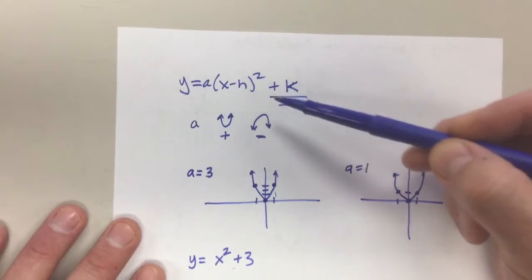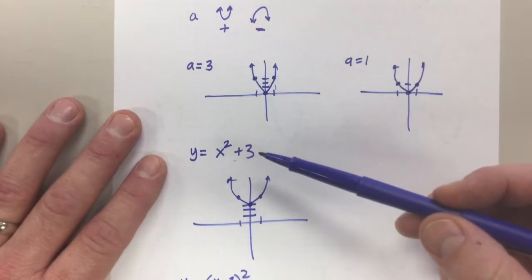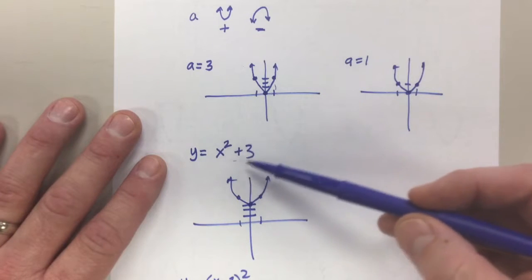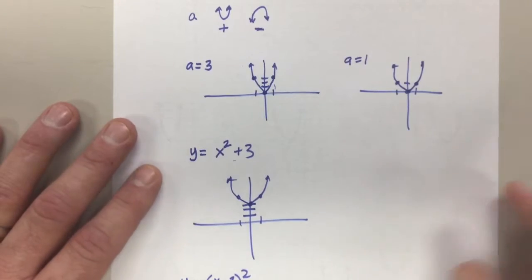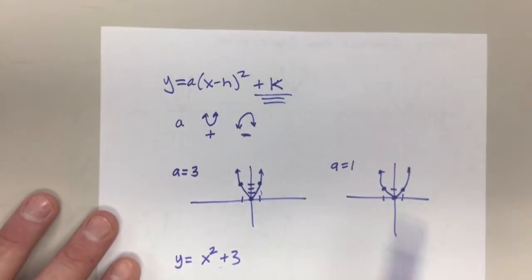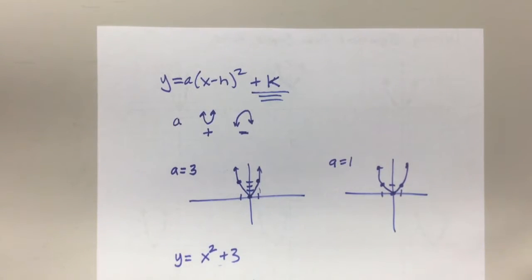Remember, the number that's at the end moves the parabola in the direction of the sign. So if it's plus 3 in the equation, it moves the parabola up 3. So today's assignment is going to be writing this equation from the graph of a parabola. So if I give you the graph, could you come up with the equation?